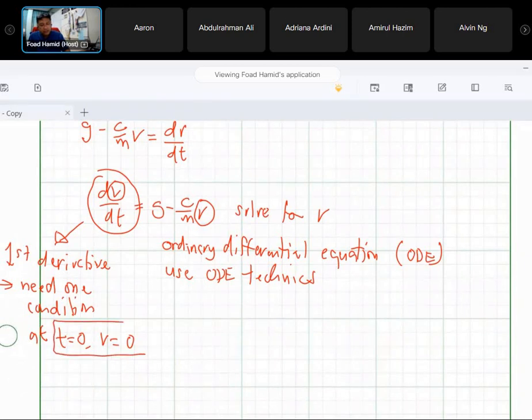So now we can solve this problem because this is a first derivative. We need to have one condition that can be used to solve our ODE. Remember last time, we have two unknowns, right? So we need two equations. In this case, we have a first derivative, so we need one condition in order to solve for the ordinary differential equation. Right, so when you do this technique, this is what you get.